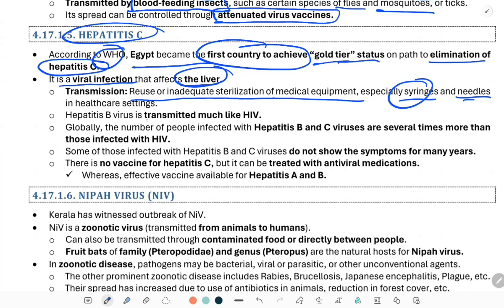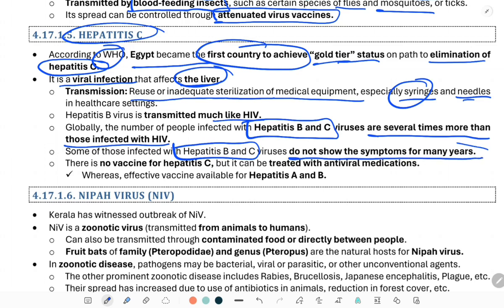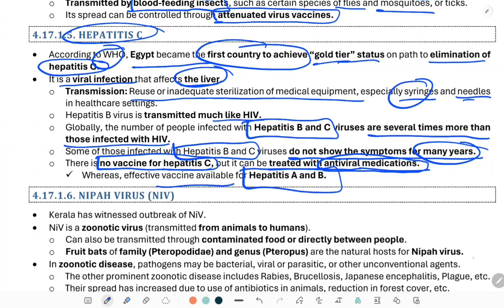Hepatitis B virus is transmitted much like HIV. Globally, the number of people affected with hepatitis B and C virus is several times more than those affected with HIV. Some of those affected with hepatitis B and C viruses do not show symptoms for many years. There is no vaccine for hepatitis C, but it can be treated with antiviral medication, whereas effective vaccines are available for hepatitis A and B.